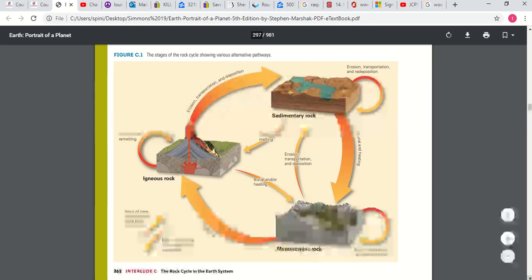What about a sedimentary rock? How could that become an igneous rock? Well, it could become an igneous rock through melting, right? And how do we melt rocks? Now that we look at plate tectonics, we know that some crustal rocks can get pushed down into the mantle and can get remelted.